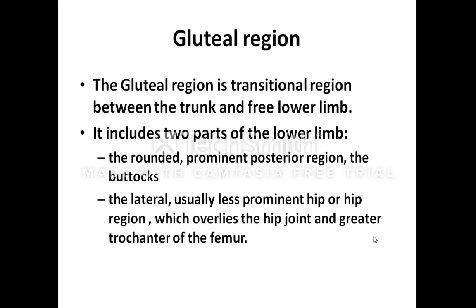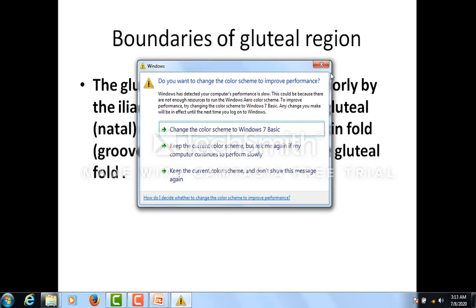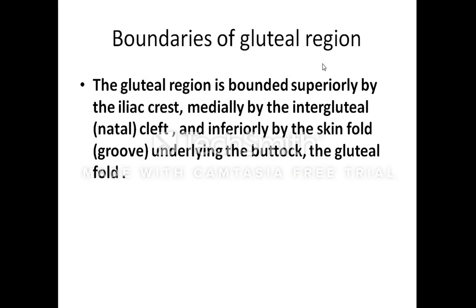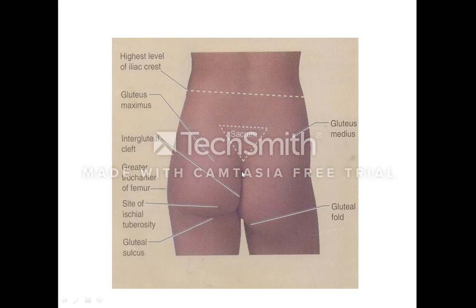What are the boundaries of the gluteal region? The iliac crest is superior, and medially is the intergluteal cleft, or the natal cleft. Inferiorly we have the skin fold underlying the buttocks, the gluteal fold. Here this is the natal cleft, and this is the level of the iliac crest, and here this is the gluteus, or buttocks, and the gluteal fold. So this is the gluteal region.